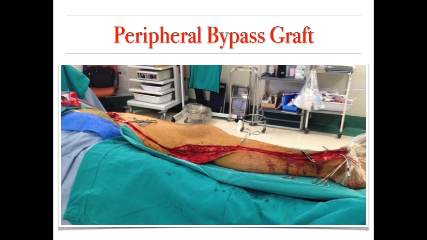In this picture, a femorodistal bypass is demonstrated where the common femoral artery is exposed proximally, the posterior tibial artery at the level of the ankle is exposed distally, and a long saphenous vein is harvested and reversed for a femorodistal bypass. The success rate associated with peripheral bypass surgery where the vein is used is considered to be in excess of 90% limb salvage.